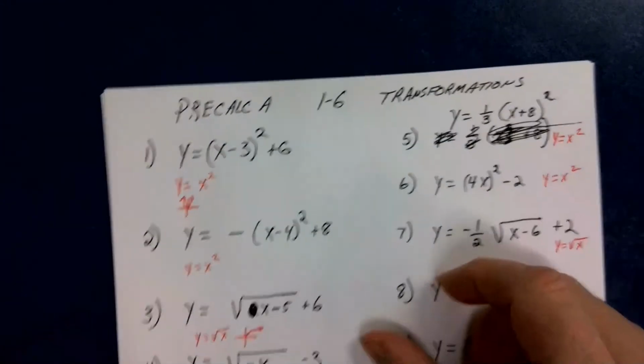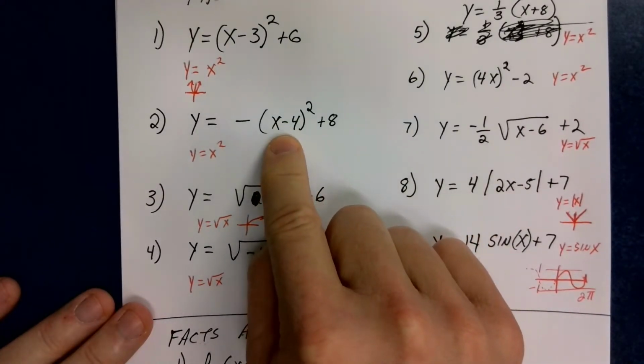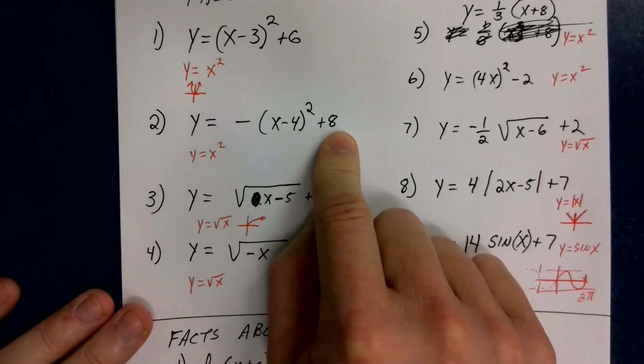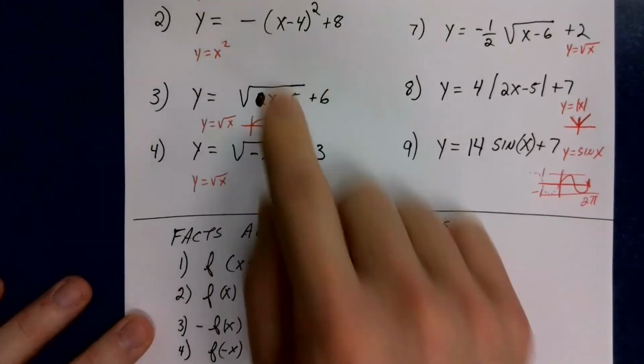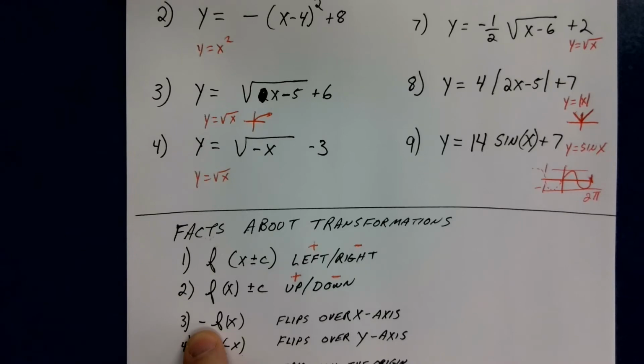the x. Okay? So this one right here would be one that moves 4 units to the right and 8 units up, but it's also got a negative sign out in front. Well, what does a negative sign out in front do? A negative sign flips it over the x-axis. It's a negative outside of that function. Okay? Kind of good with that.